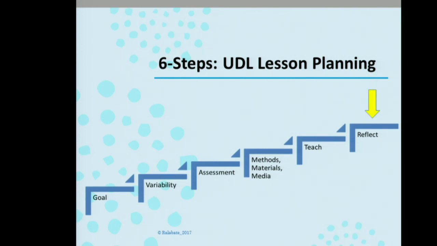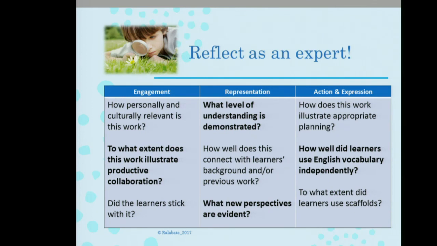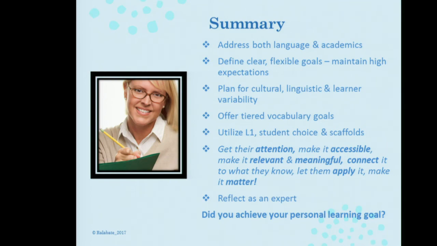And then the final step is reflecting on your lesson and making sure that you reflect as an expert, that you ask these kinds of questions of yourself and your lesson as you're doing it. Making sure that you think about, in terms of engagement, what might have happened, in terms of representation, what might have happened, and action and expression, what might have happened. And you have those questions. This is a quick summary.